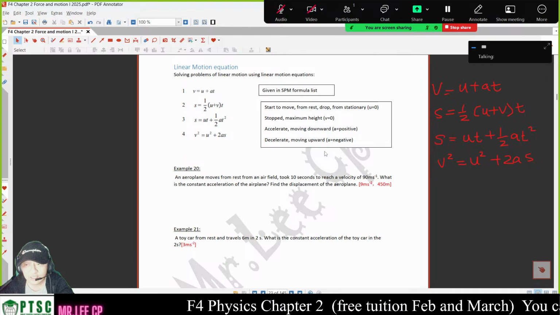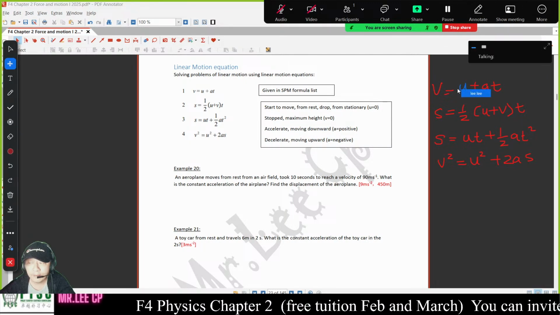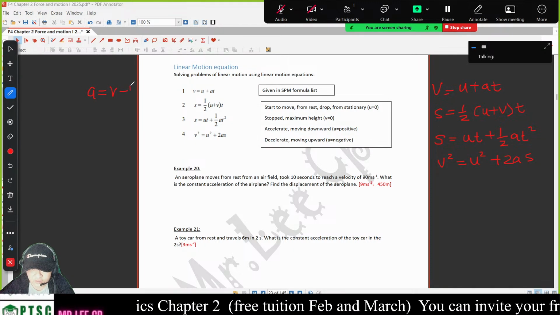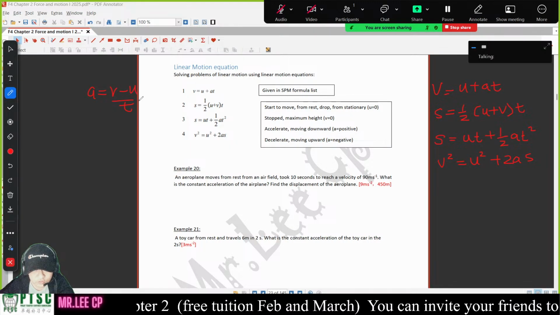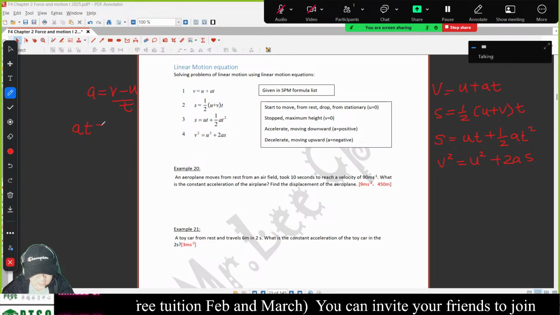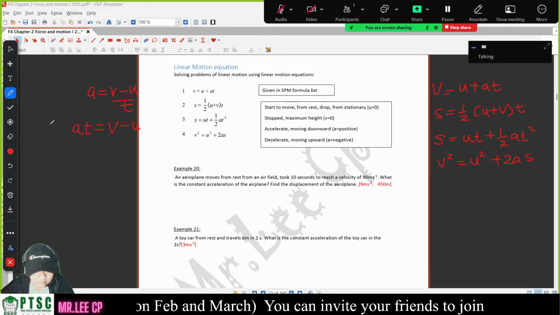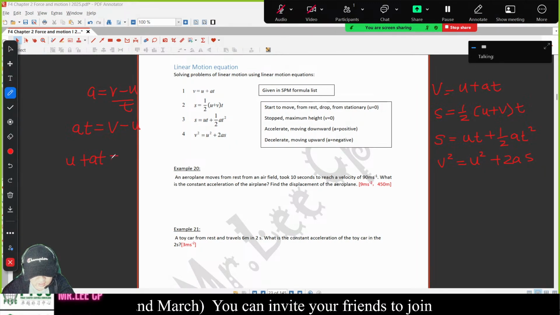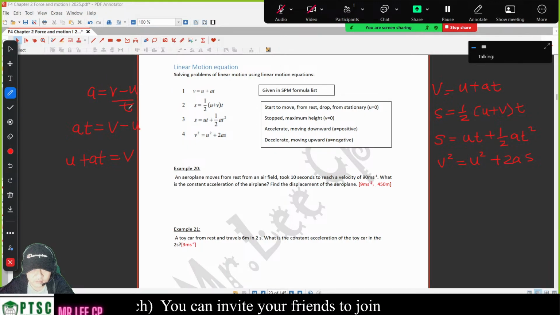But in your school test, your teacher might not give it to you. Now, how does this one come from? A is equal to (V minus U) over T. Now multiply it up, so they don't want to see over, they don't want to see minus. So multiplying the over, it becomes AT is equal to V minus U. So minus U goes to the left hand side, and you will get positive U plus AT. That's how you get V is equal to U plus AT. So it actually comes from this formula.